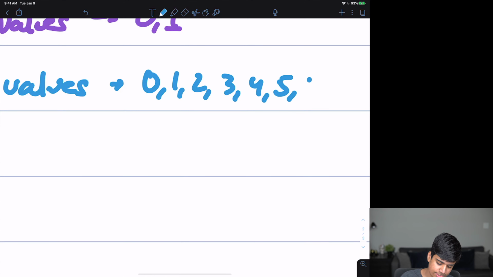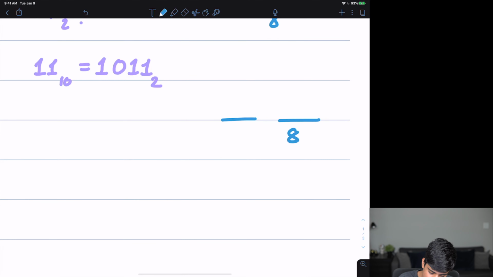So now I'm going to take 11, base 10, and I'm going to convert it over to base 8. Well, I can do the exact same thing. I can create my places. I know that this is 8 to the 0, which is 1. This will be 8 to the 1, which is 8.